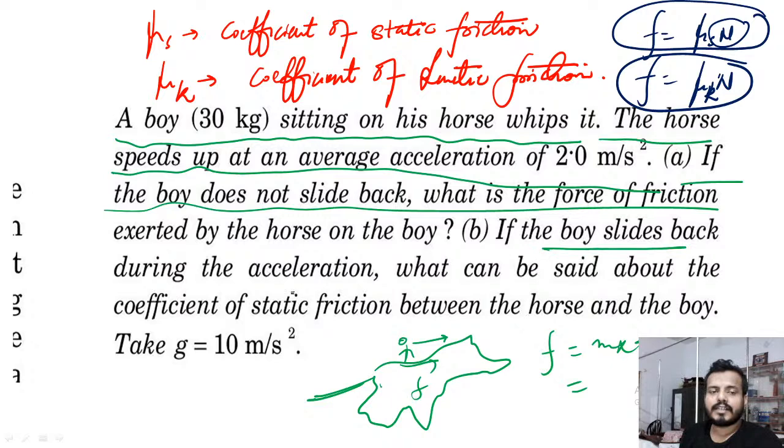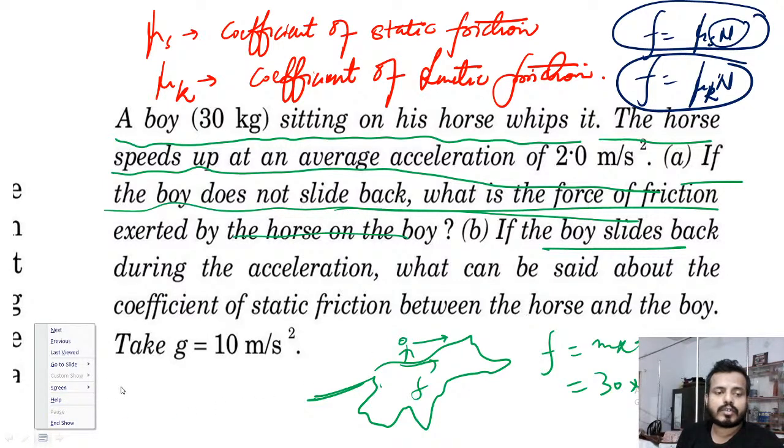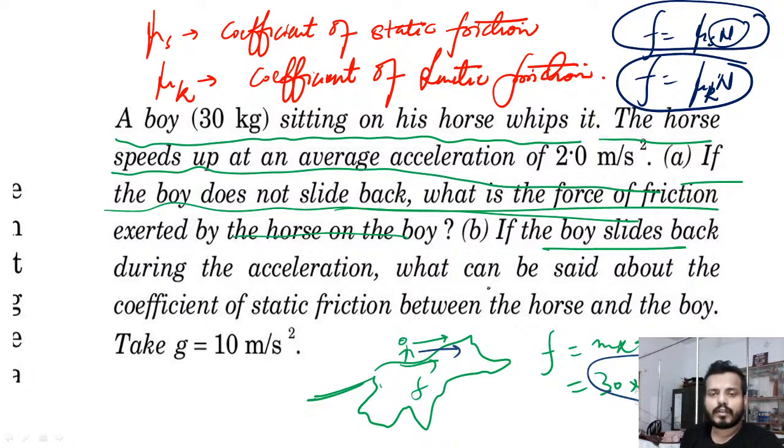So if the boy does not slide back, what is the friction force exerted by the horse? Basically mass is 30 into 2, so 60 Newton will be the friction force, in the forward direction.